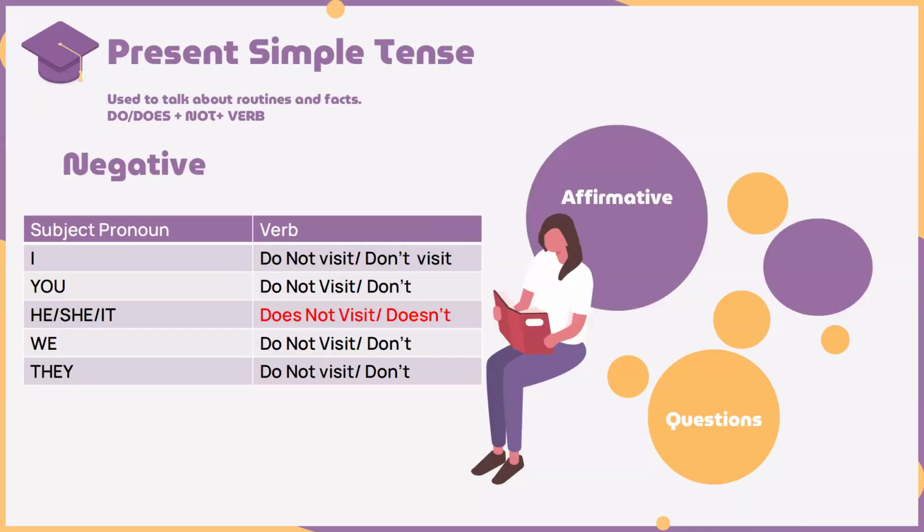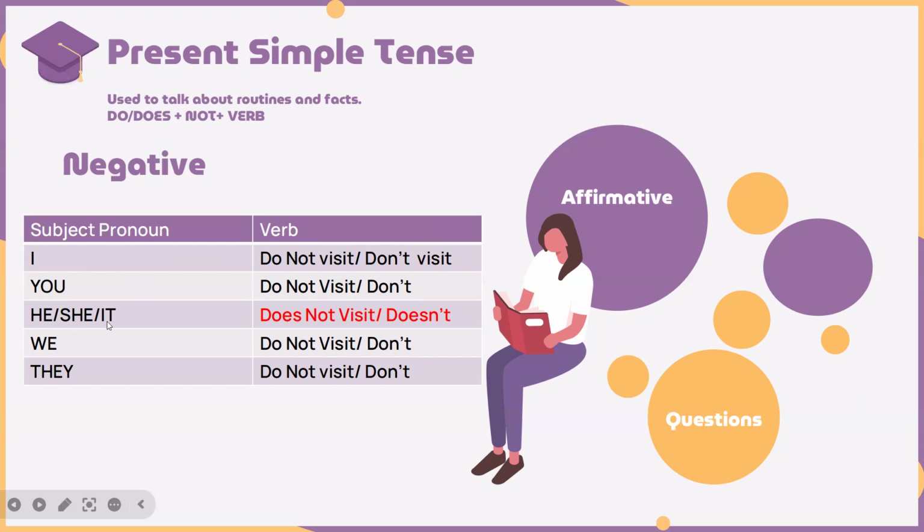Now we're going to move on to the negative structure. When we're using the negative in the present simple tense, all we have to do is to use the auxiliary verb do, plus not, plus the verb in base form. What do I mean? Let's say I do, it's our auxiliary verb, not visit. You can also say I don't visit. You do not visit, or you don't visit.